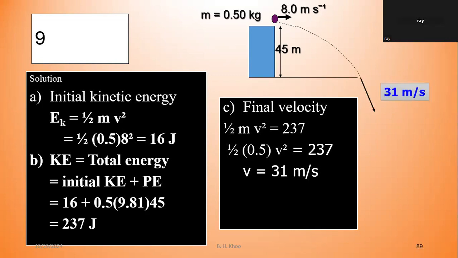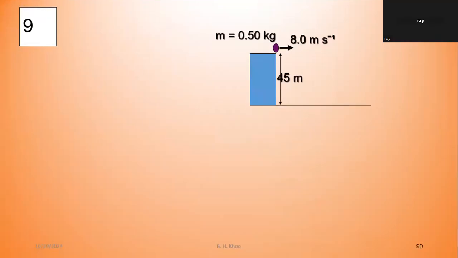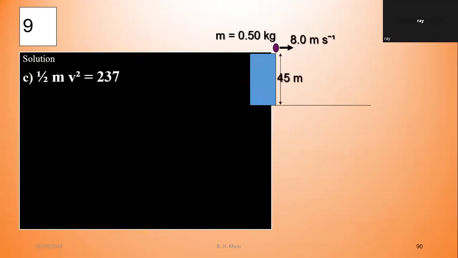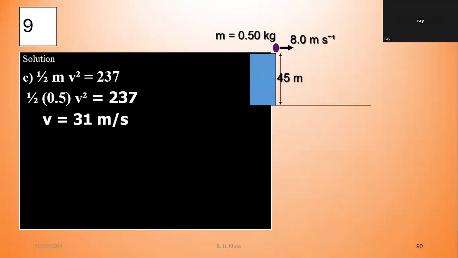So that's the direction. 31 meter per second. Remember, even though it's called a speed, we calculate the speed, it's actually a velocity, it has a direction. How to calculate the direction? That's its direction. We don't know the angle. We know the magnitude.